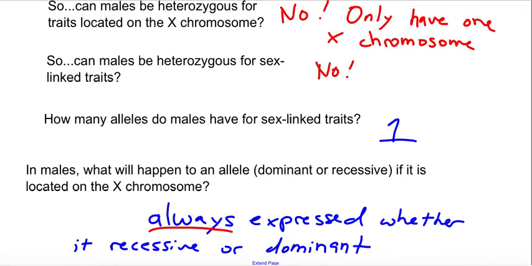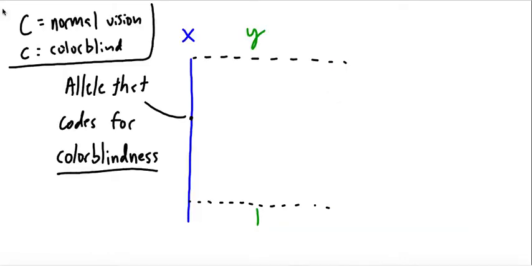And a common sex-linked trait that maybe you've heard of is colorblindness. And the reason why males tend to be colorblind, or the probability of being male and colorblind is higher than females, is because it's a sex-linked trait. And if we look here, the X chromosome is much, much bigger than the Y, and the allele that codes for colorblindness is maybe right in the middle of the X chromosome.